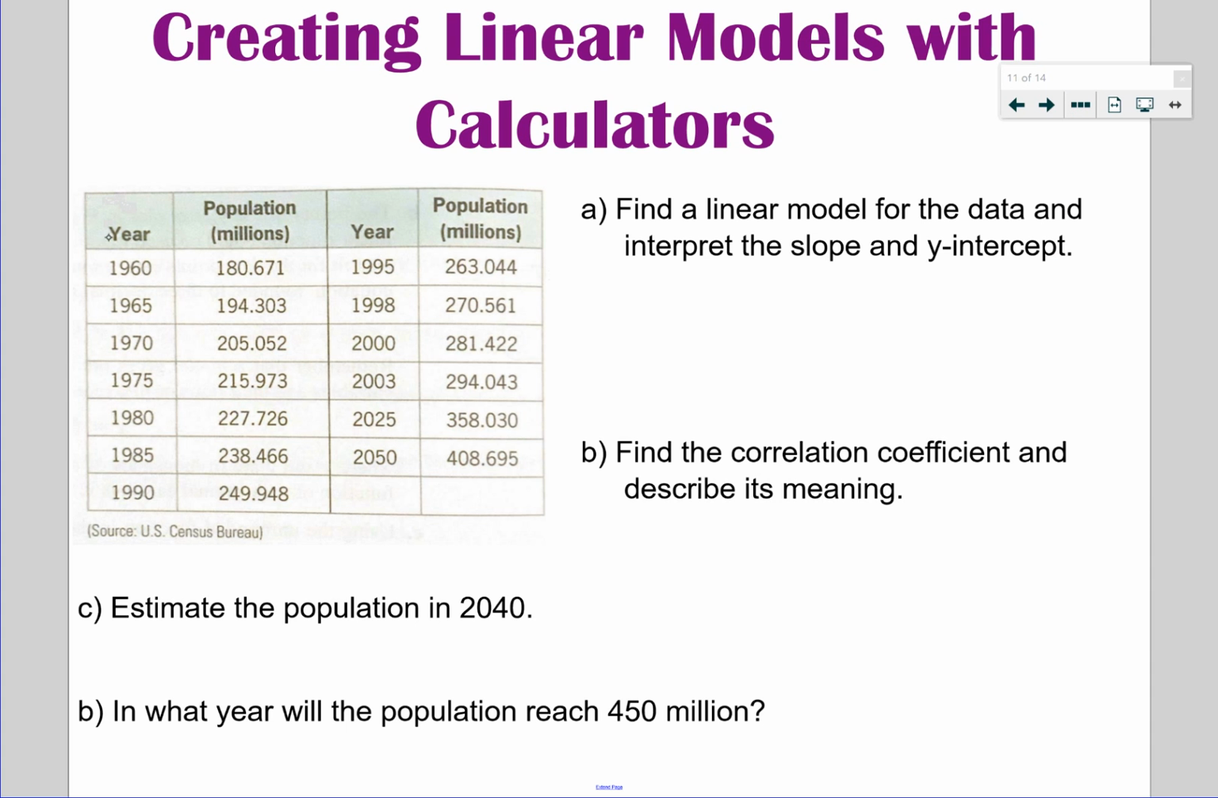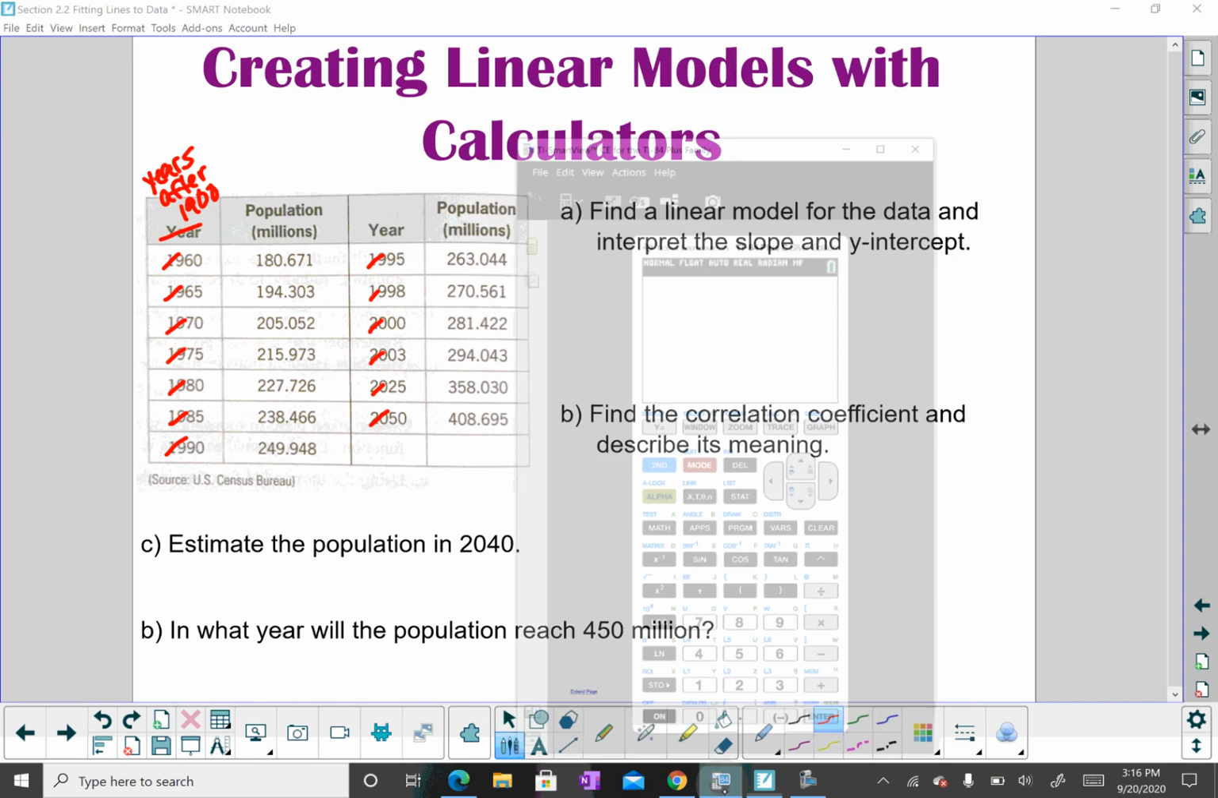So I'm going to say instead of years, let's do years after 1900. So that means instead of 1960, I could just type in 60, 65, 70, if that makes sense. Gives me a little less I have to type in, and again, our numbers are going to be a little bit prettier in the calculator. All right, so let's get this in our calculator.